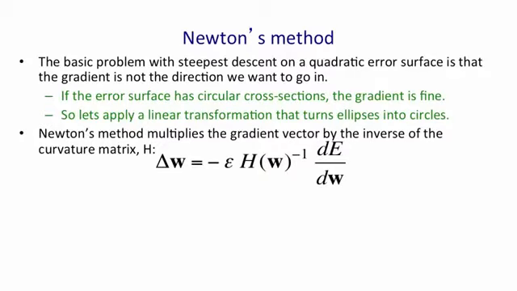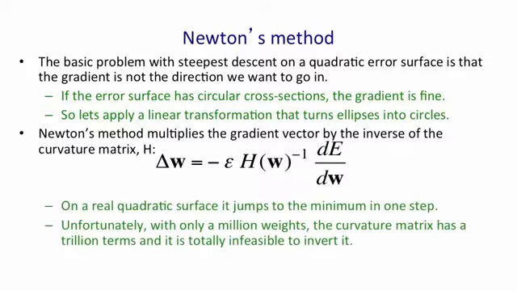Of course, that single step involves something complicated, which was inverting that Hessian matrix. The problem with this is that even if we only have 1,000,000 weights in our neural network, the curvature matrix, the Hessian, will have 1,000,000,000,000 terms. It's completely infeasible to invert it.